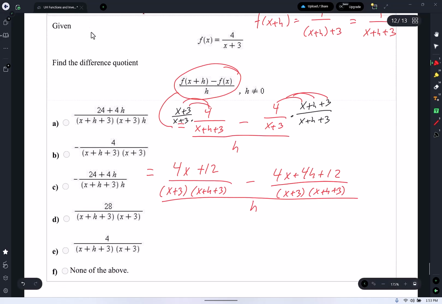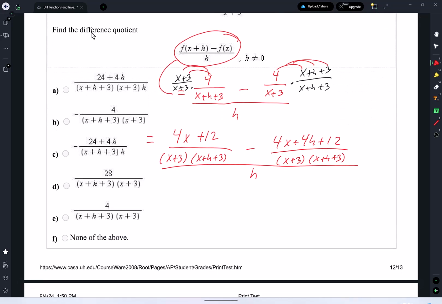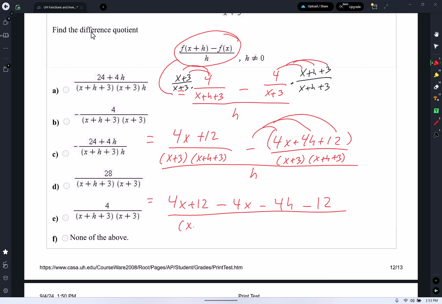Okay, one last line here. And then we'll start combining like terms. Put a parenthesis around that to help you out when you're distributing that negative there. So 4x plus 12 minus 4x minus 4h minus 12. All this is over x plus 3, x plus h plus 3, and then put the h right next to it. Boop.